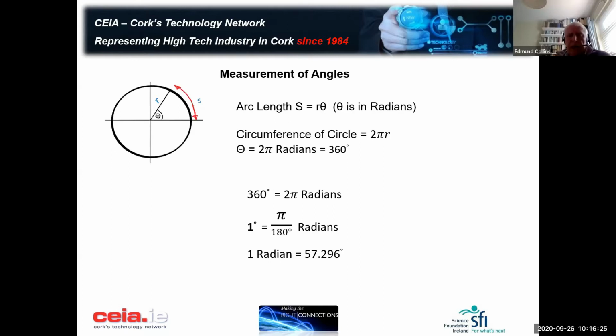Now, this again is in your log tables, but it is important to understand the concept of radians versus degrees, and to be able to switch from degrees to radians and vice versa. In some of the questions, the information may be given in radians, or you may be asked to give your answer in radians. So you have to be quite comfortable with working between the two.